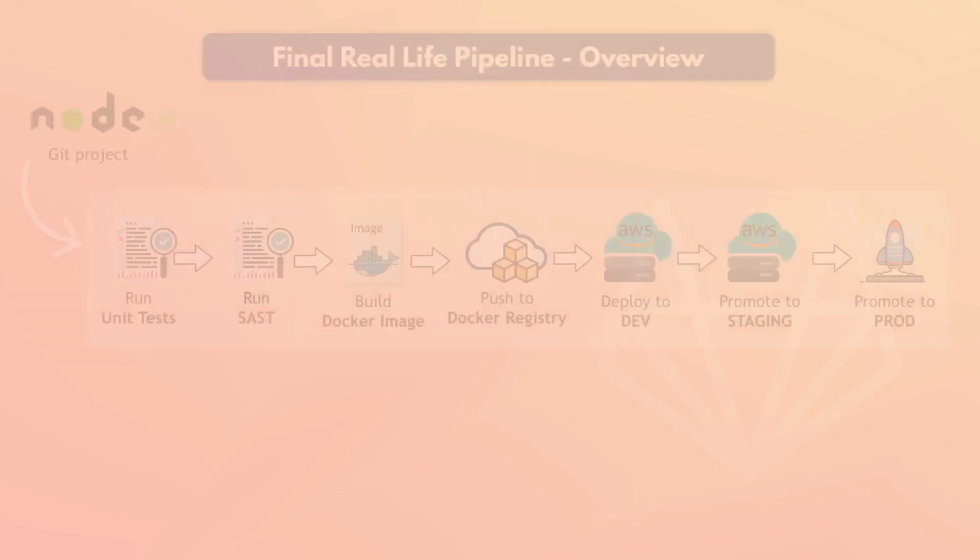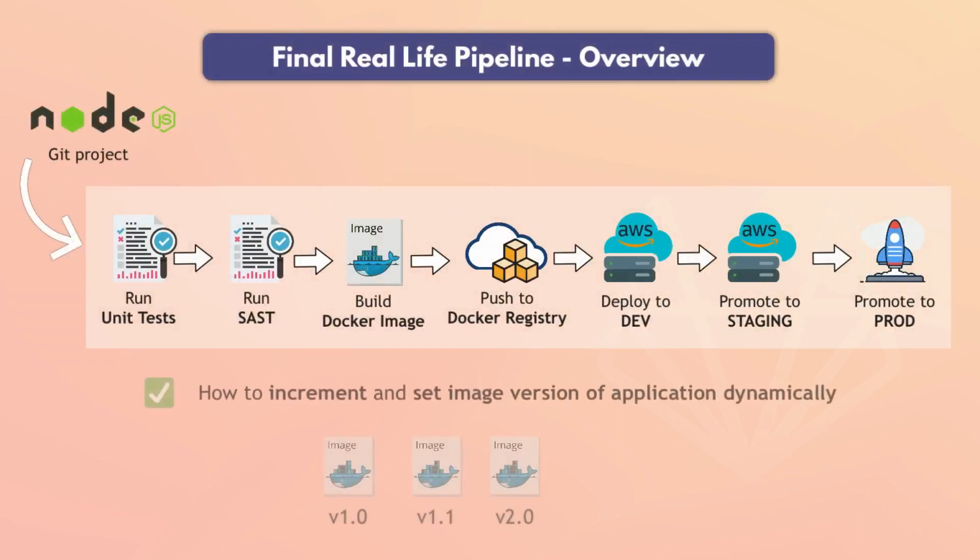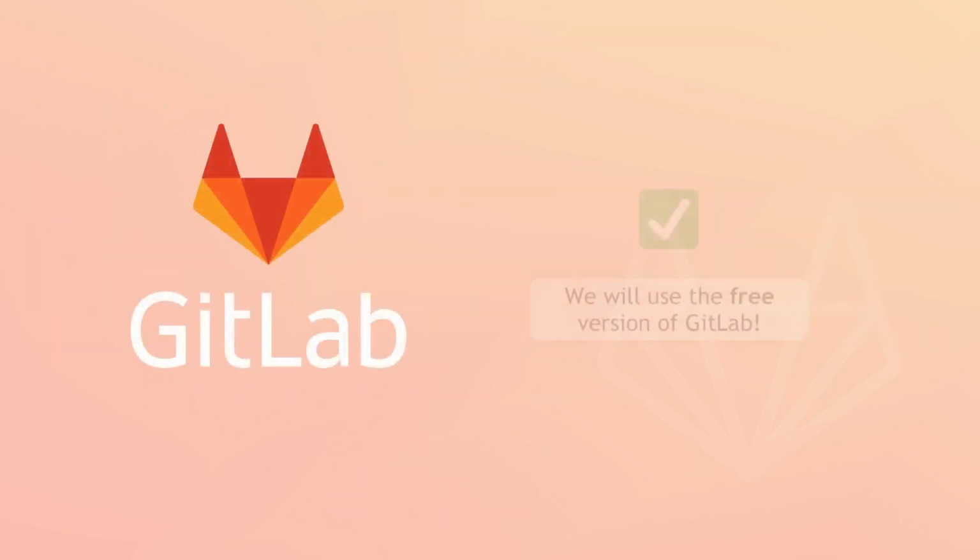And as part of the real-life pipeline, we're also going to see how to increment and set the image version of our application dynamically in the pipeline instead of hard coding it in the code. And note that for the whole demo, we're going to use the free version of GitLab CI/CD to build this whole thing.